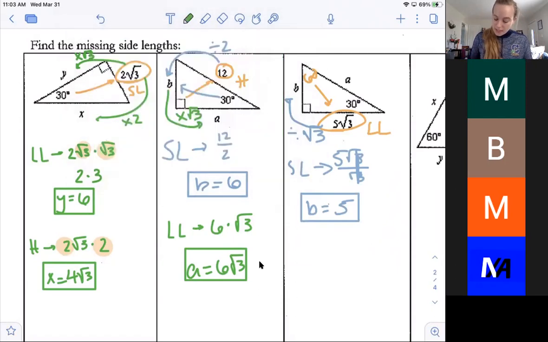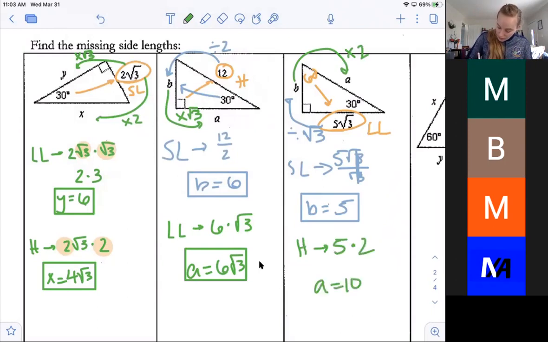Now that I have my short leg is 5, in order to go from my short leg to my hypotenuse, I have to get bigger, so I'm going to multiply by 2. 5 times 2 is 10, so little a equals 10.